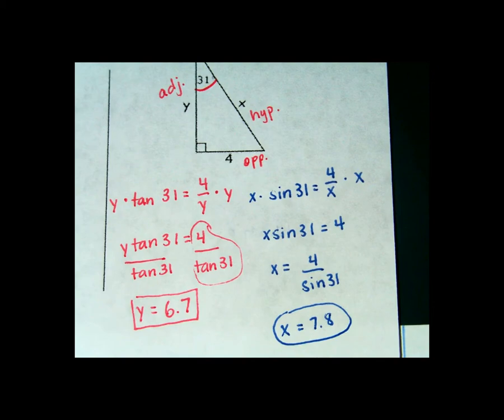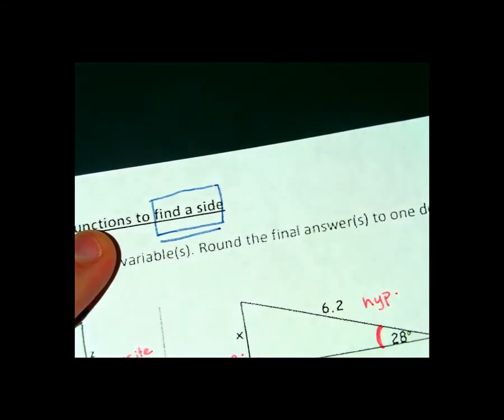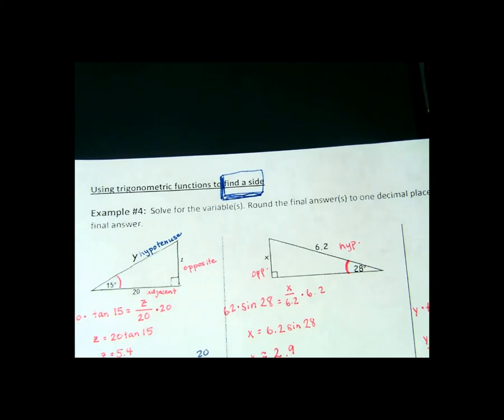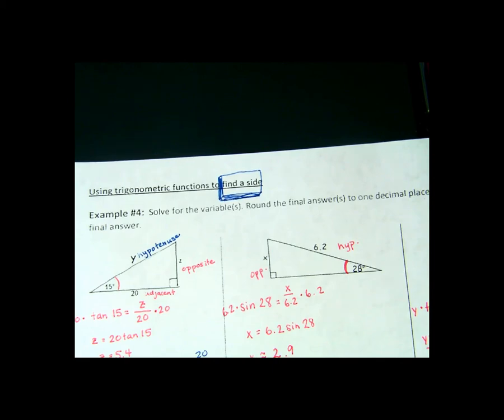Alright, this is what you do when you are missing side lengths. Make a big note here. That is how to find a side length. I'm not saying you will, but I have people that get confused when we get to finding an angle, and they confuse finding an angle with finding a side. We just did how to find a side. Now we need to do how to find an angle. So that's what the next 3 examples are about.